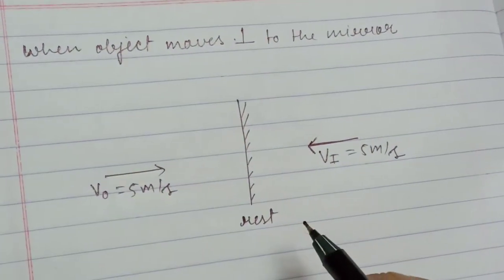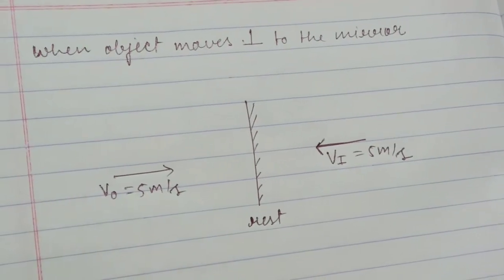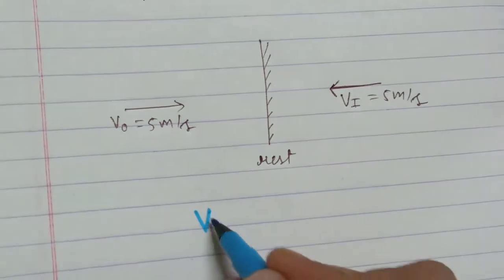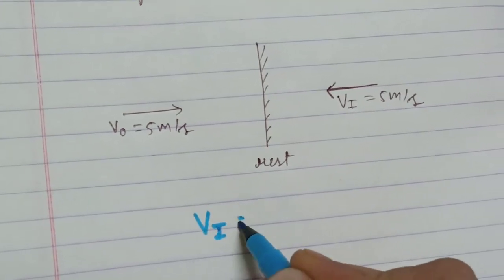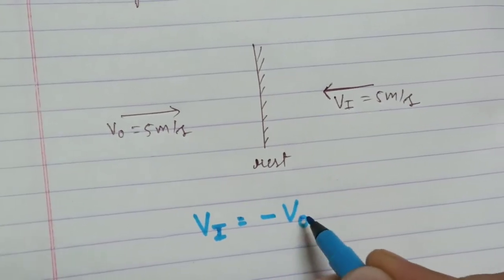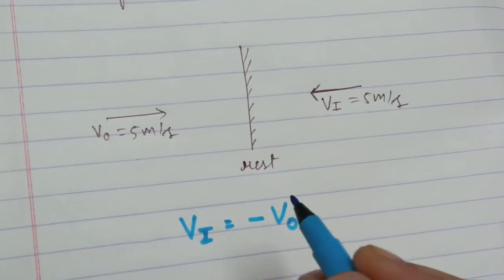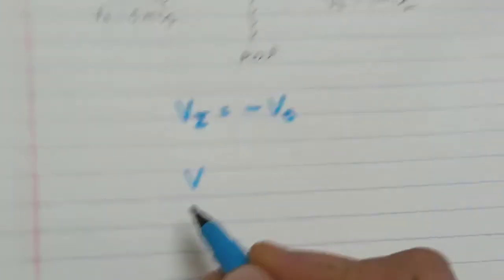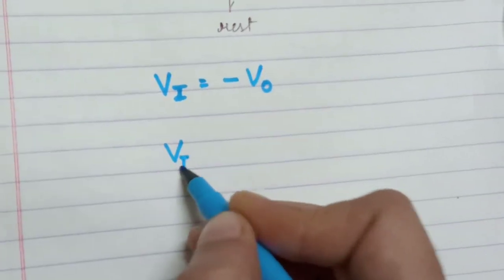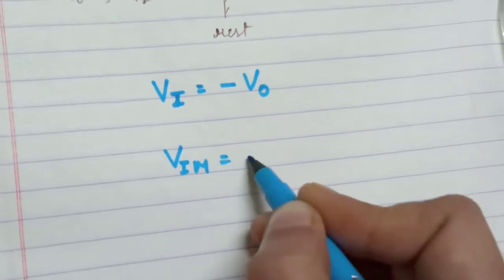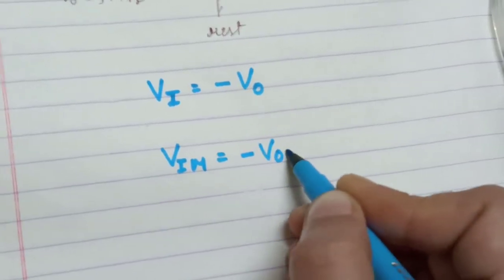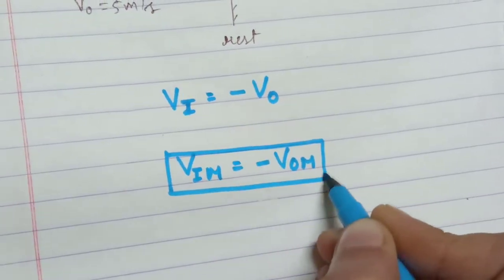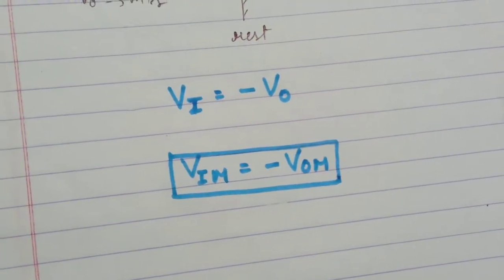So for this the formula is V_I is equal to minus V_object, because it is with respect to mirror. So V_I with respect to mirror is equal to minus V_object with respect to mirror. This is the formula for the velocity in a plane mirror.